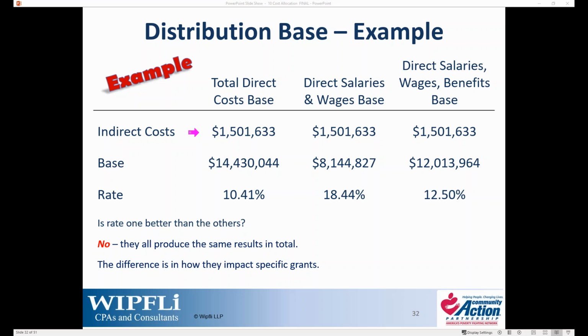So as you can see, the rate varies based on the base that you're using. The bigger the base, the smaller the rate. See, big base, small rate. The smaller the base, the bigger the rate. But you're only recouping what is in your pool.